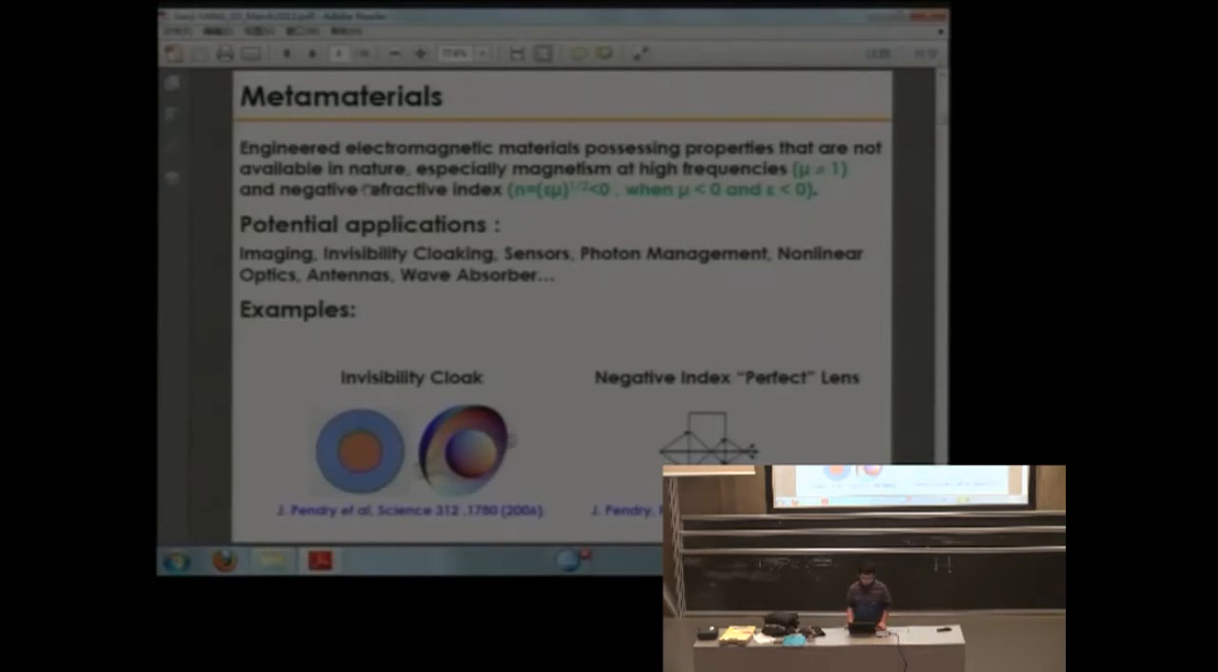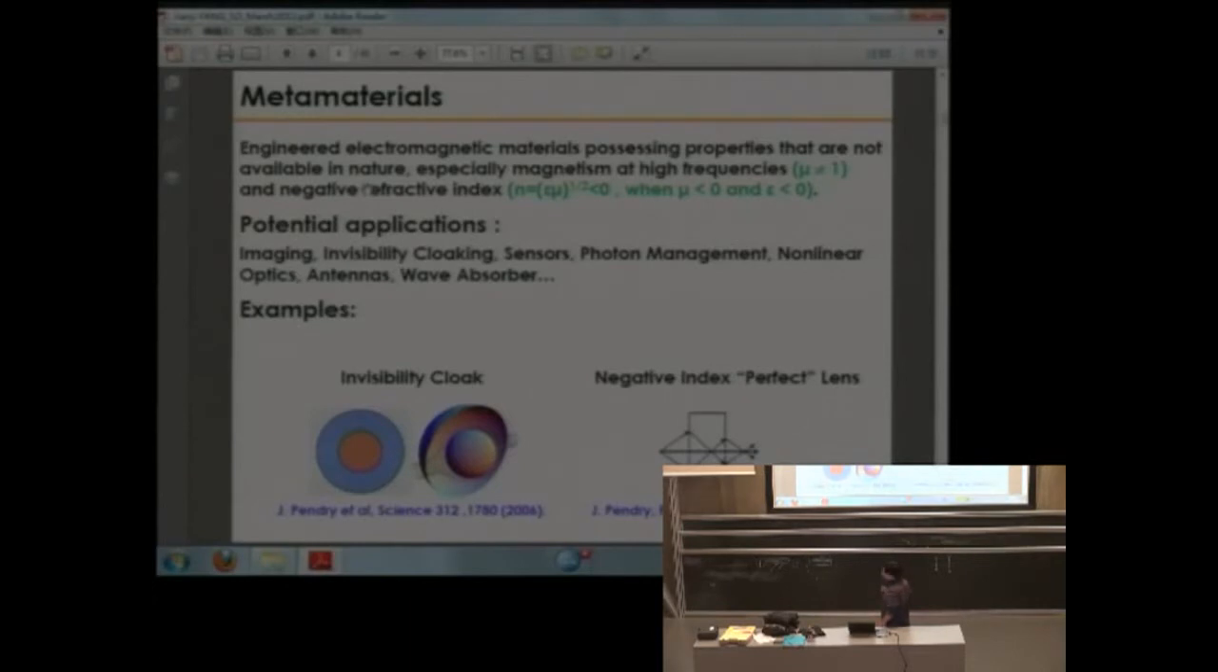Metamaterials are a kind of electromagnetic composite material which exhibit extraordinary electromagnetic properties, including, for example, negative magnetic permeability and negative refractive index. People have proposed a few potential applications for metamaterials, including imaging, photonic sensors, photon management, and so on. Here I just show two very famous examples.